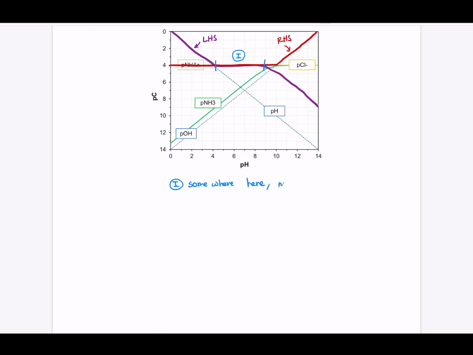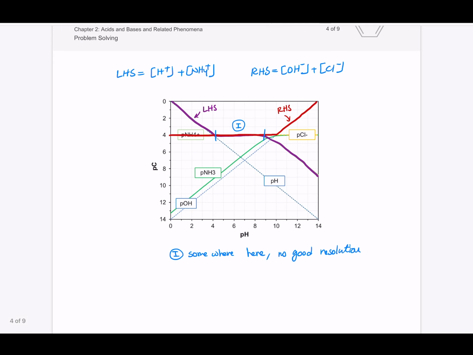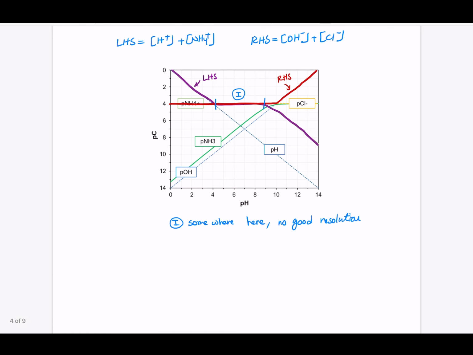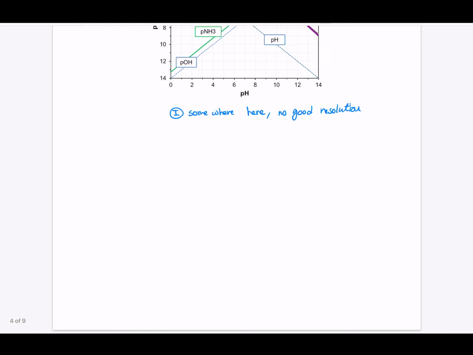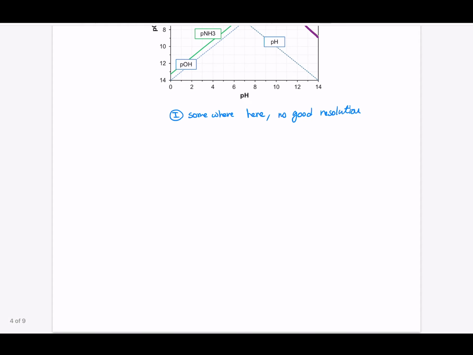But we don't have a good resolution. So one way is to basically revisit RHS and LHS in a way that we have a higher resolution, to find that exact crossover of LHS and RHS. So to revisit that, we know that the total concentration of ammonia is equal to the total concentration of Cl.